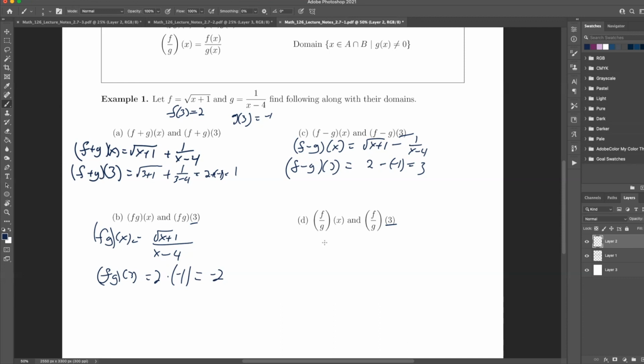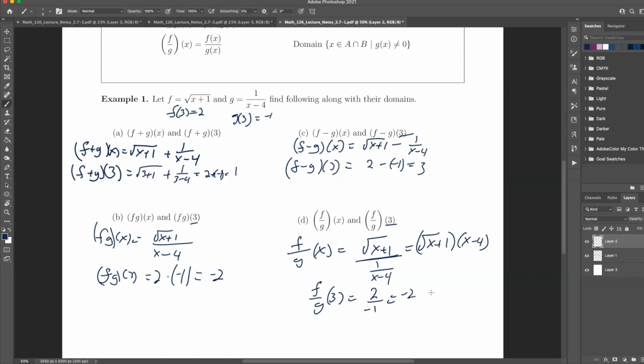Let's do this one real quick. Here we'll have f over g of x, which is equal to the square root of x plus 1 over 1 over x minus 4. What do we do when we have compound fractions? We flip and multiply. So this will just be the square root of x plus 1 times x minus 4. And then for f over g at 3, this is equal to 2 over minus 1, which is equal to negative 2.